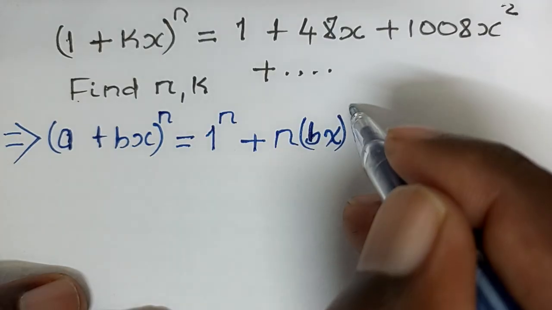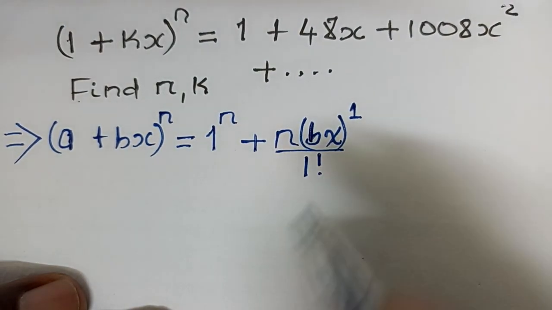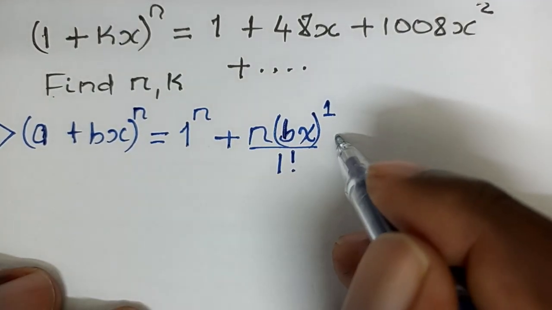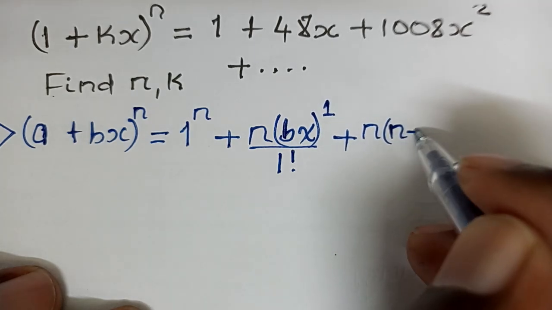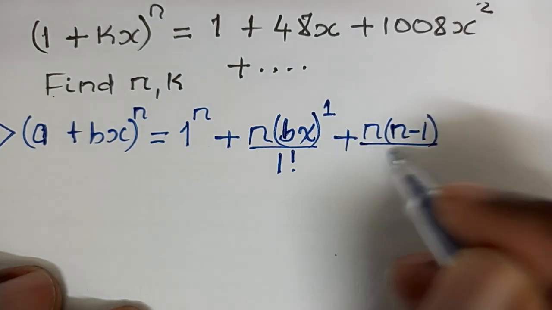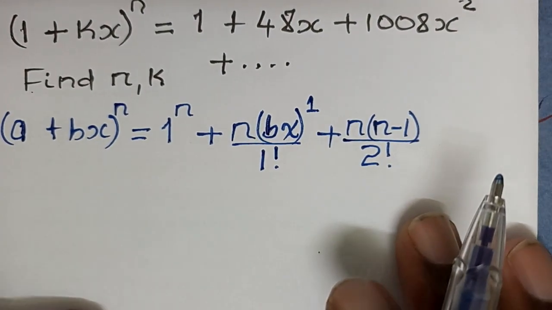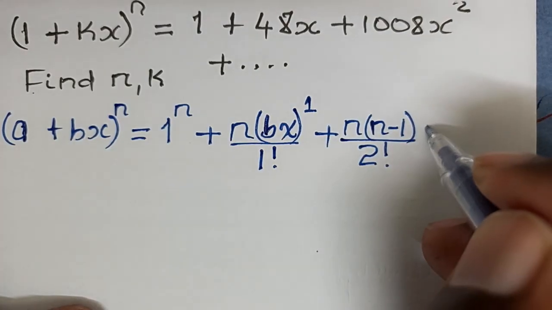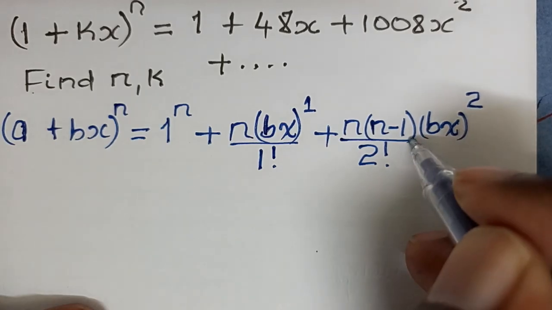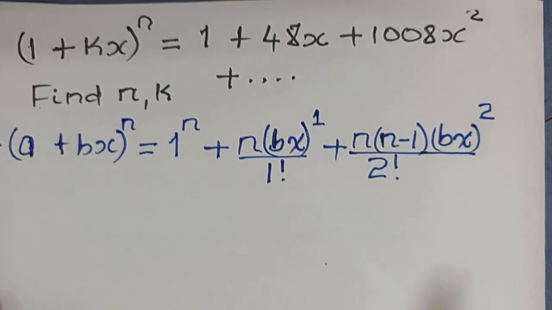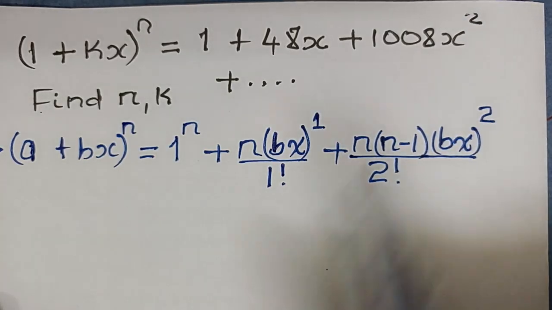This is now raised to 1, over 1 factorial. From there, the next term, we shall have n times n minus 1 all over 2 factorial. Then we have the 1, but since 1 will remain 1, we go to bx, which is now squared. So guys, that is our formula. And since we are reaching up to x squared, we can also reach up to that point.